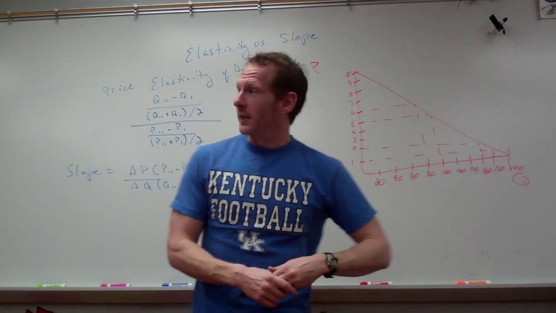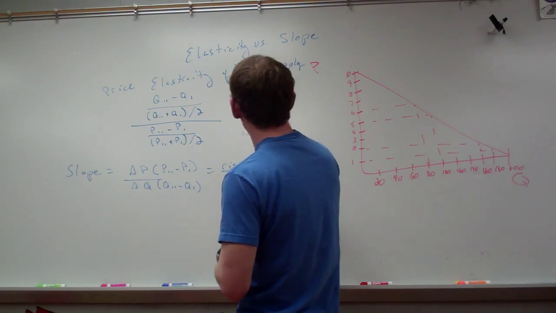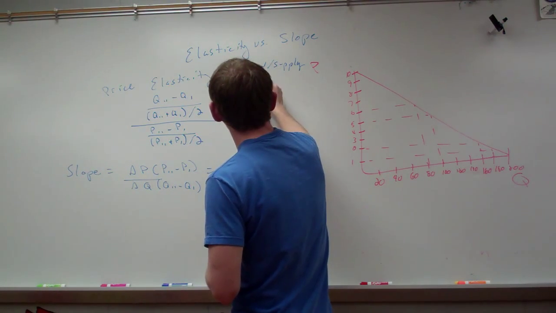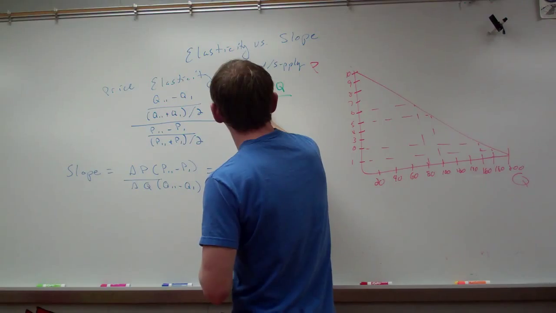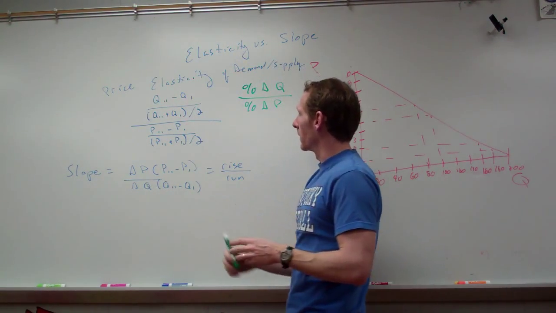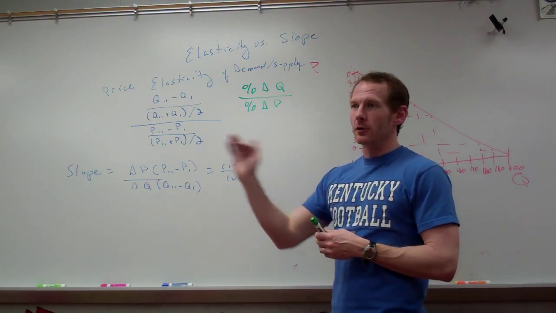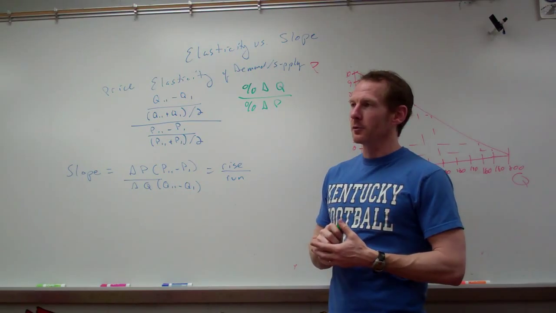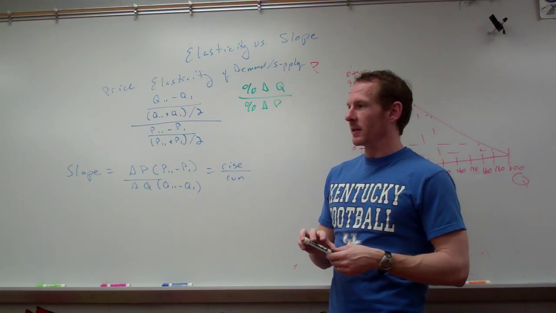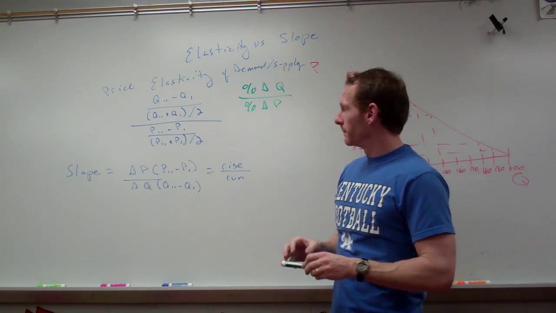So we know that this is our formula. Price elasticity is essentially the percent change in quantity over the percent change in price. And we write that out Q sub 1 minus Q sub 2 over Q sub 2 plus Q sub 1 divided by 2, all over P sub 2 minus P sub 1 over P sub 2 plus P sub 1 divided by 2, which is review for you.